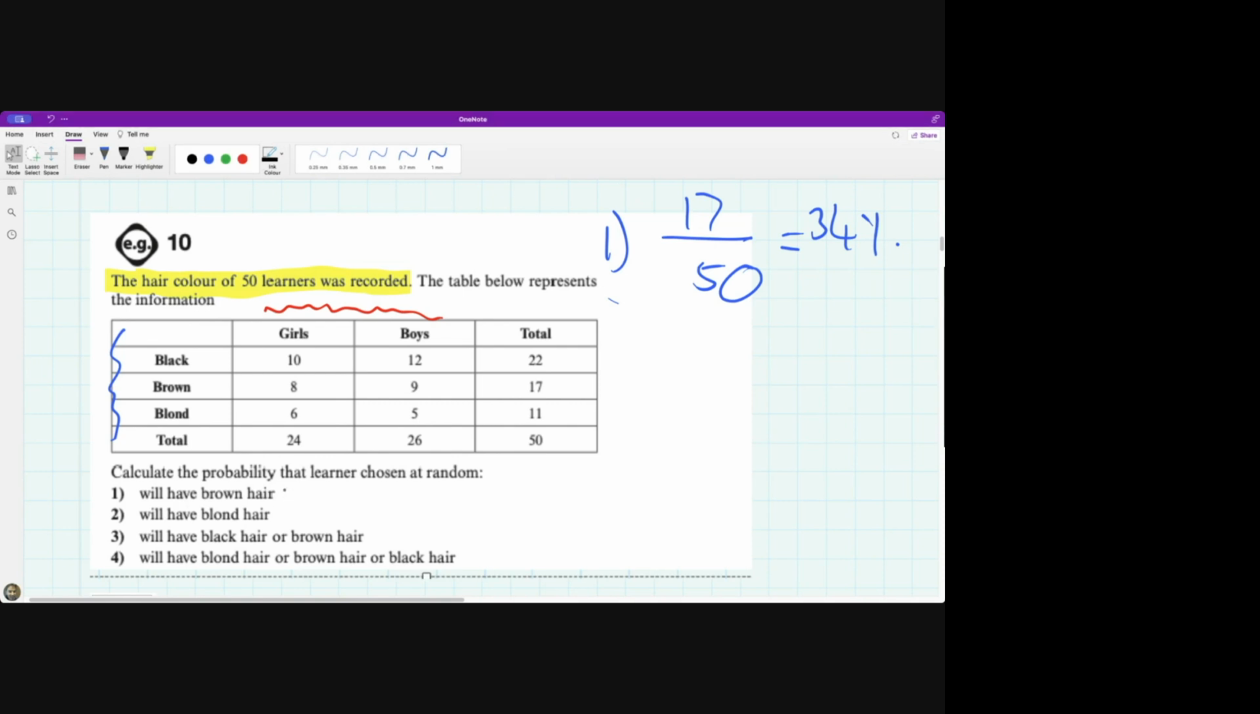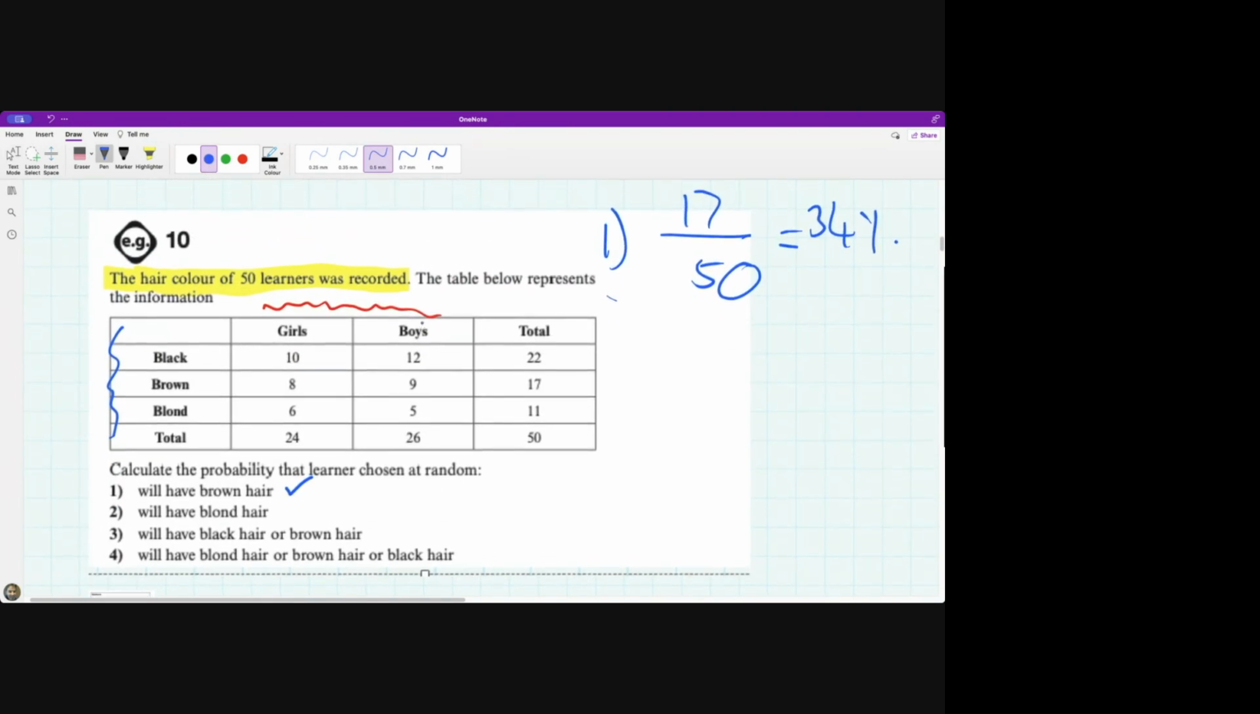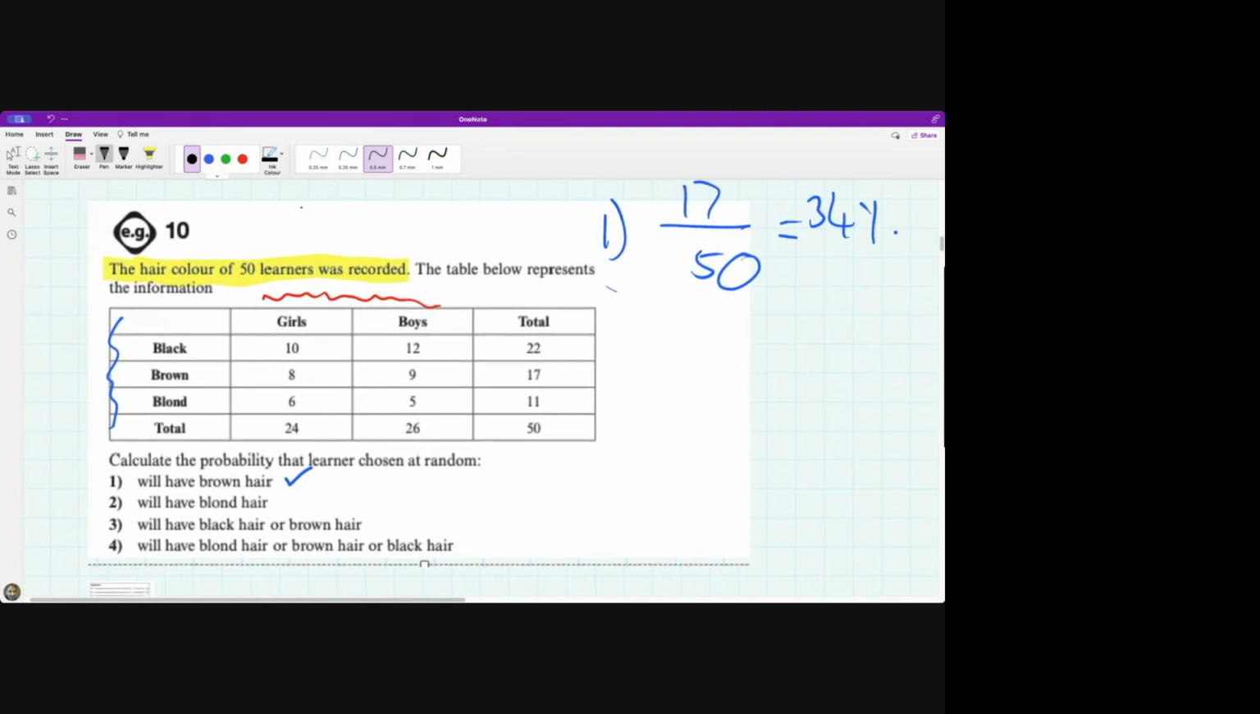So we've done number 1. What about number 2? Well, number 2, blonde hair. So a randomly chosen person, there are 50 people in this survey. How many of them are blonde? Blonde. 11. Okay, so we've done this one.